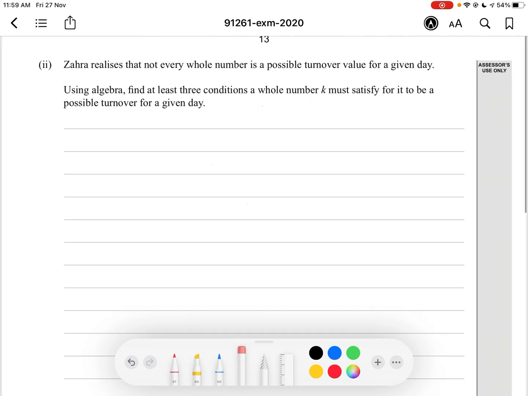So Zara realizes that not every whole number is a possible turnover value for a given day. Using algebra, find at least 3 conditions that a whole number k must satisfy for it to be a possible turnover for a given day.